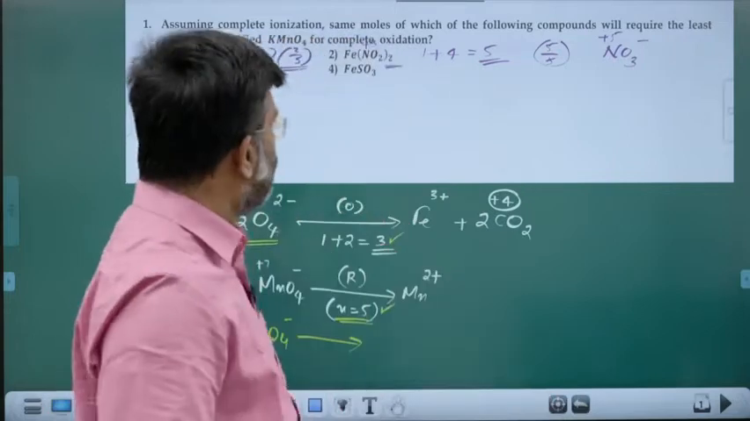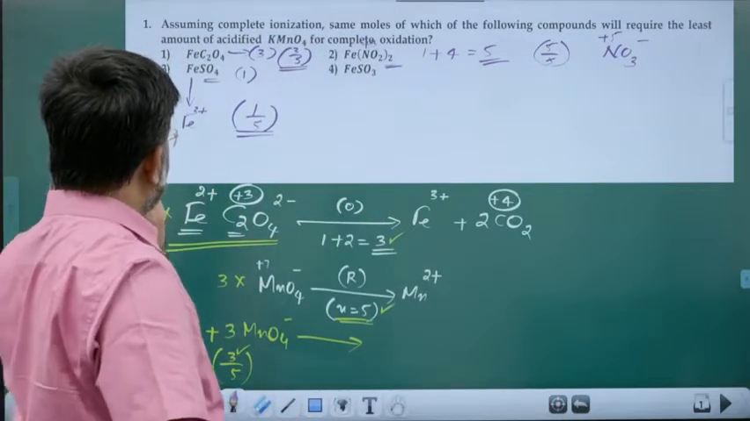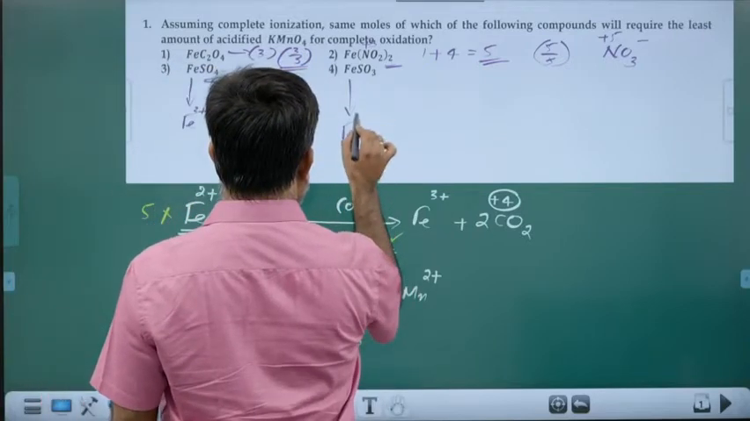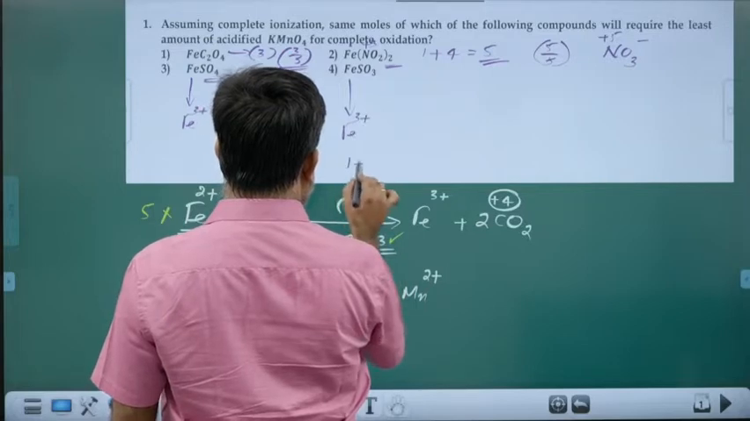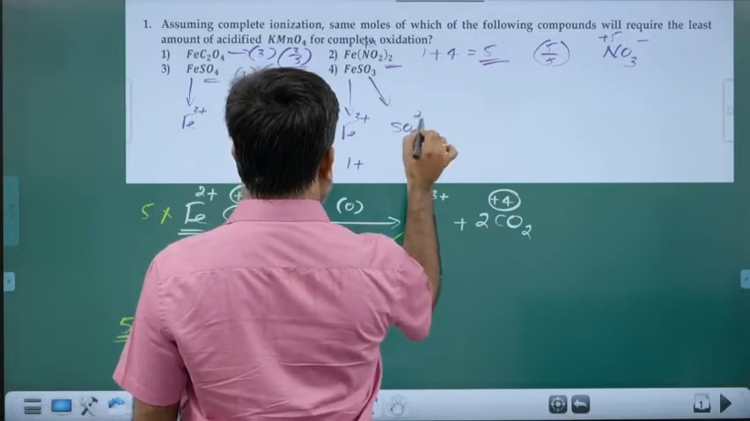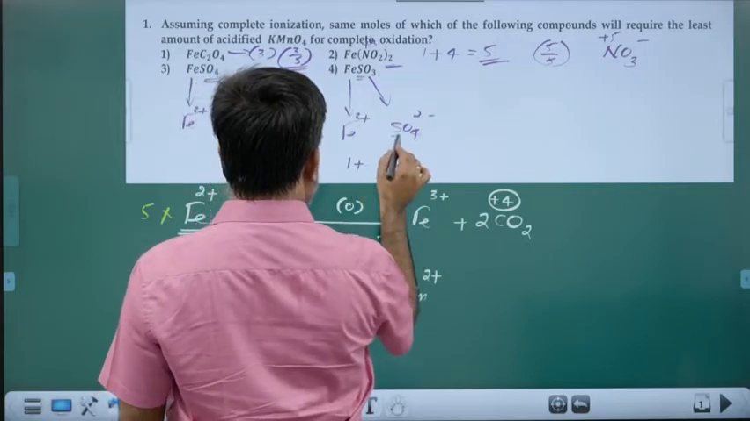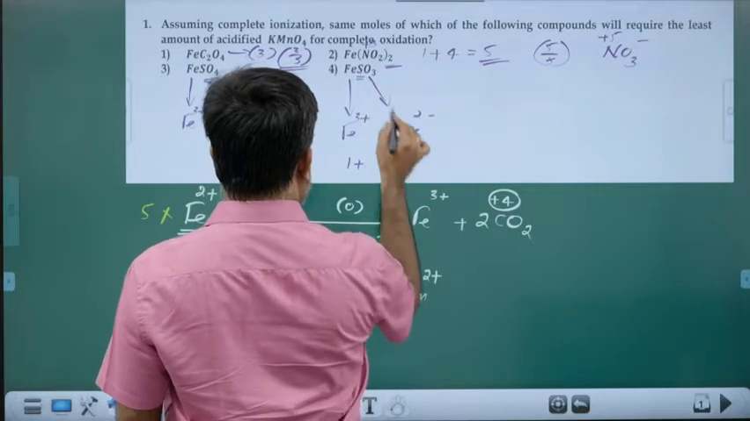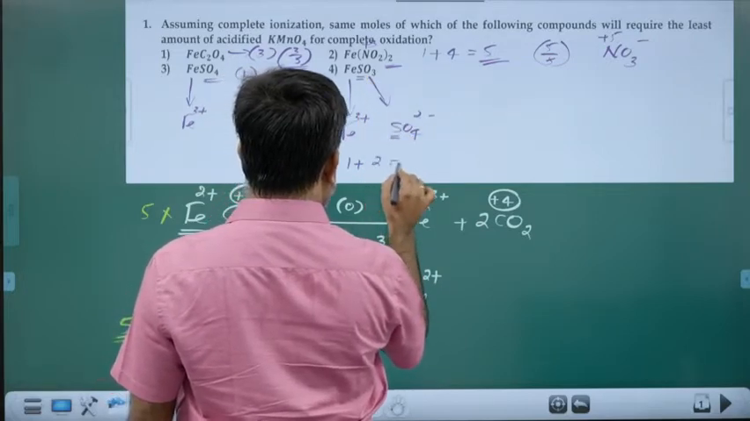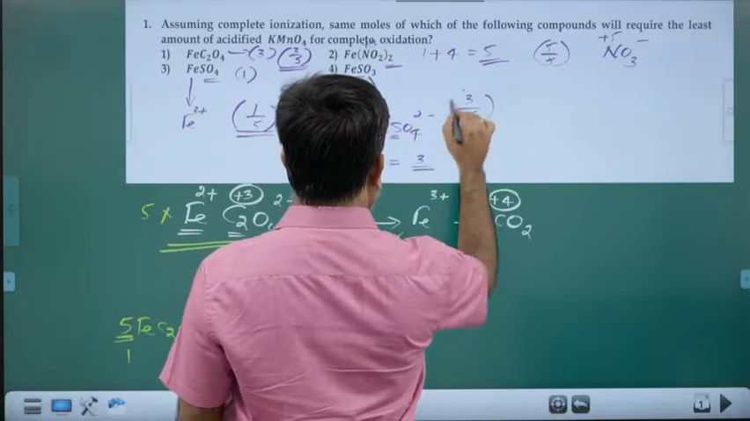Now what about the last one? Ferrous sulfite. Here ferrous will be converted to ferric, that is n factor 1. And sulfite will be converted to sulfate. Sulfite is in the plus 4 state, converted to plus 6 state. Sorry, plus 4 to plus 6. The n factor is 2. You get 3, so here you will again get 3 by 5.